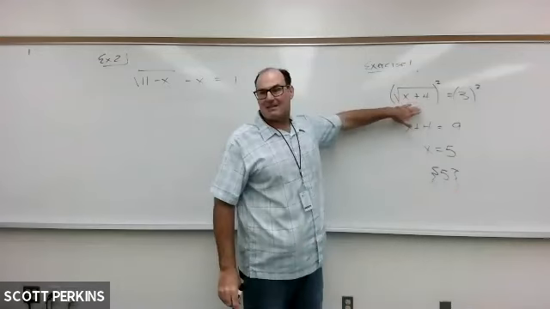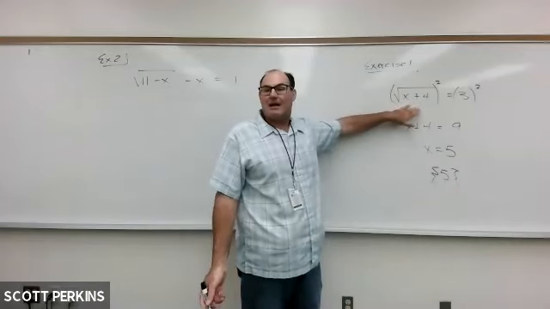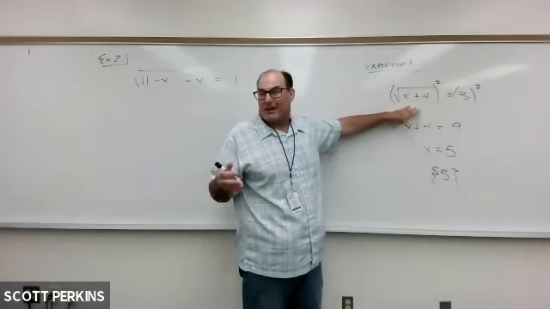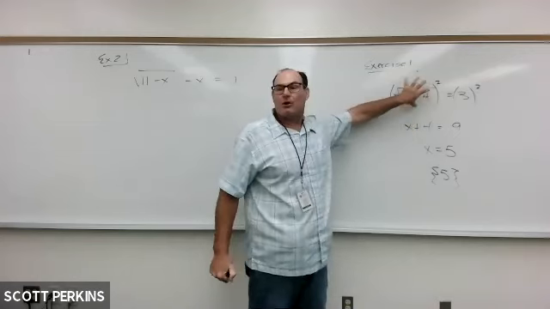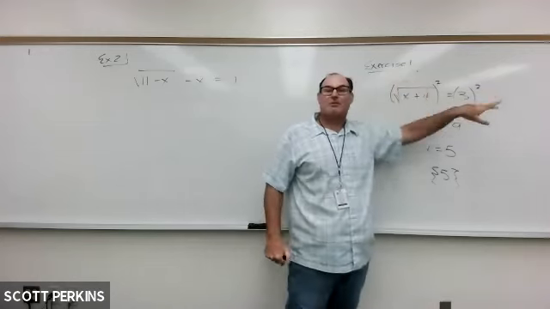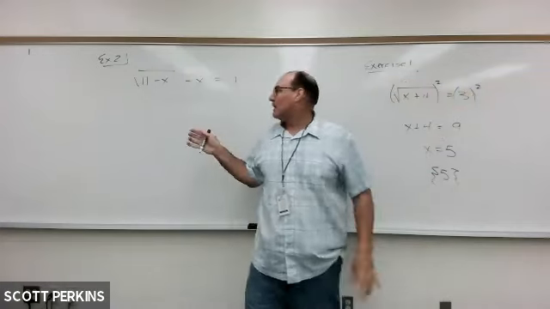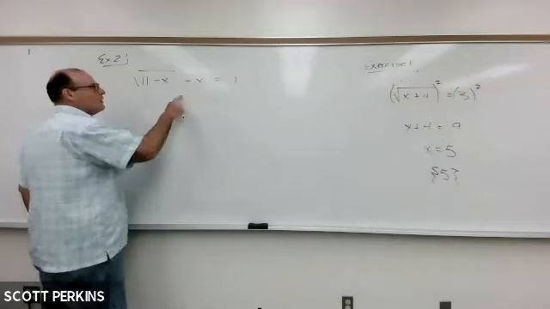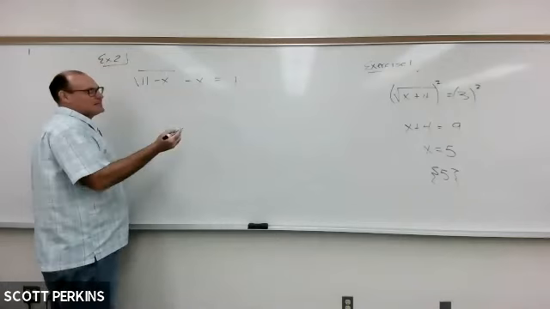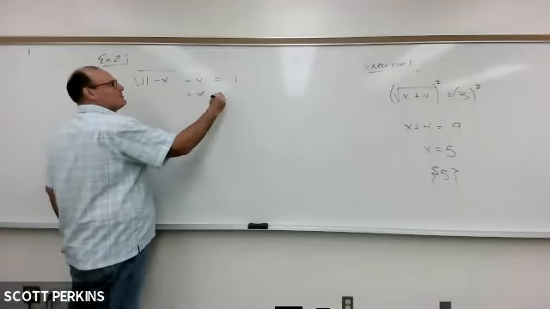That's what made the first example we did kind of what I said simple or easier than this one, is the radical was already isolated. All we had to do was square both sides and we were done. So I'm going to first isolate the radical. I'm going to write this step down just so that it's in your notes. I'm going to add x to both sides of this.